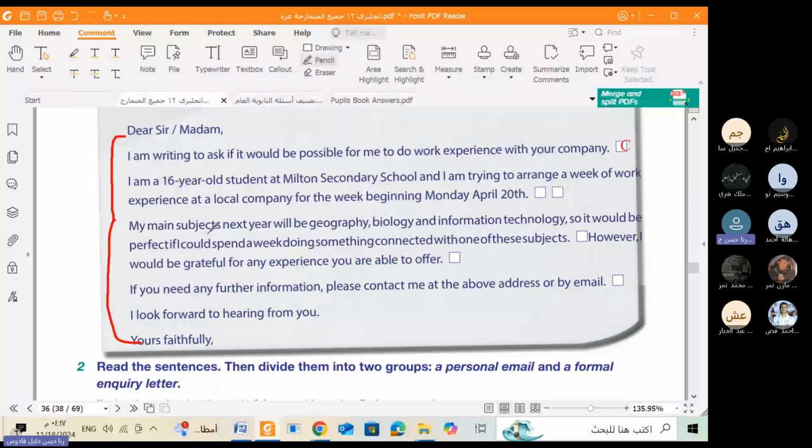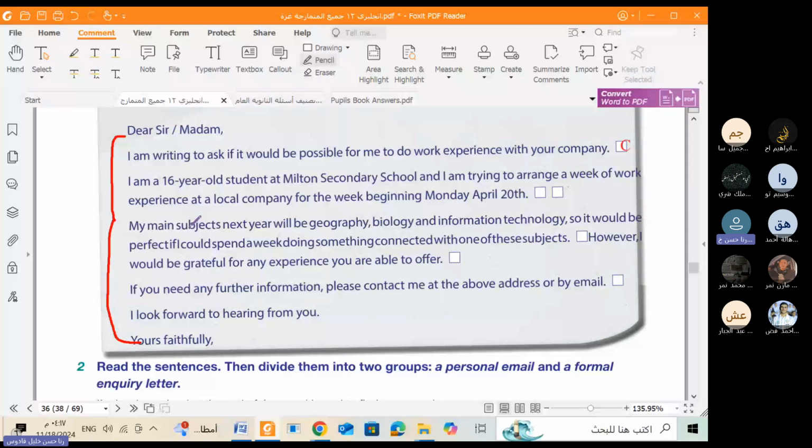This is 1, 2, 3, 4. There are 5. Of course, yours faithfully is not a paragraph. This is the end, the signature, how you finish your letter. Okay? So we have 5 paragraphs. Each paragraph ends with a full stop. You leave a line as a space in order to start the second paragraph.